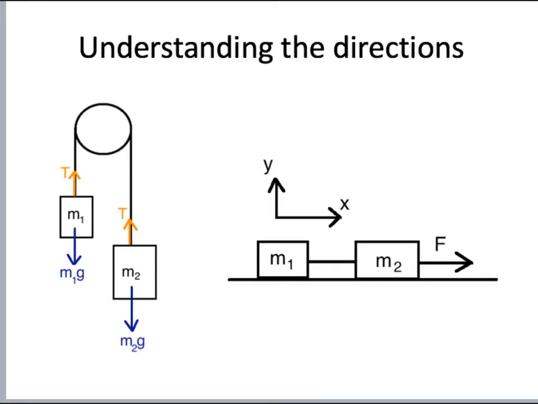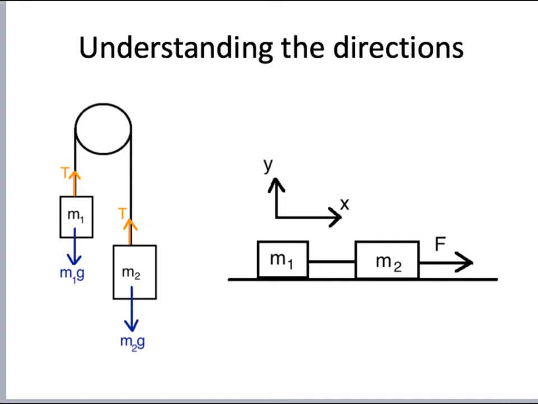Now here's the weird thing that you have to think about. Block 1 is going to go up, block 2 is going to go down, but they're really going in the same direction. They have to go in the same direction because the rope is not allowed to stretch. And that's kind of weird to say. What does that mean, they're going in the same direction?